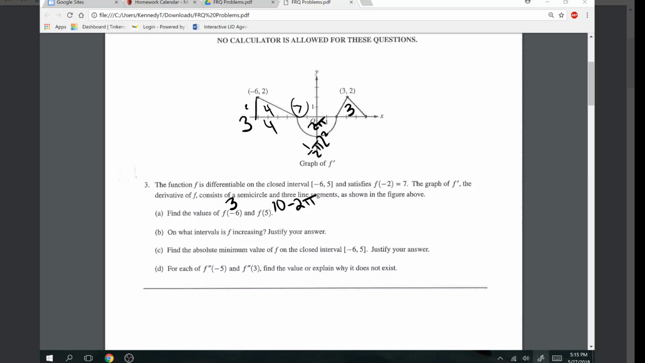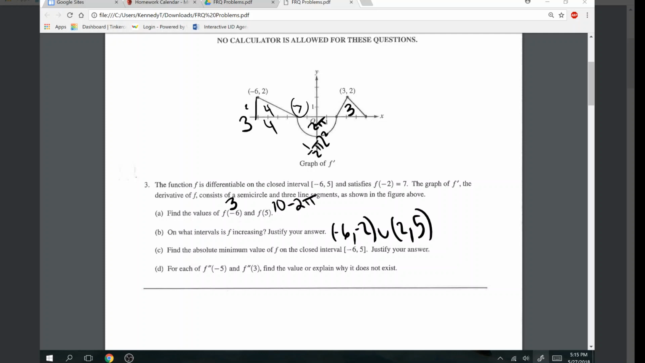On what intervals is f increasing? f is the antiderivative. This is the derivative graph. So increasing is just where it's positive. So that is from -6 to -2, and from 2 to 5.